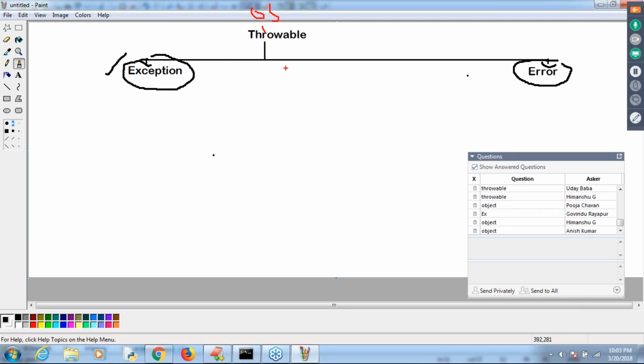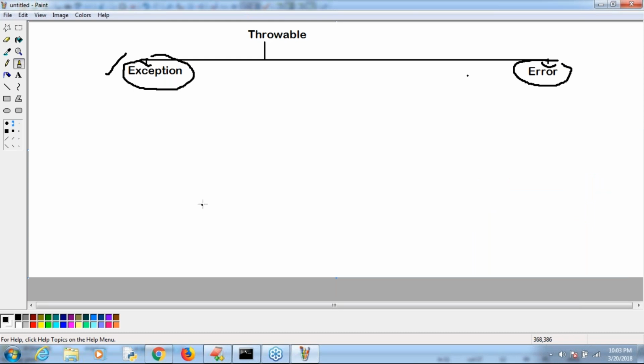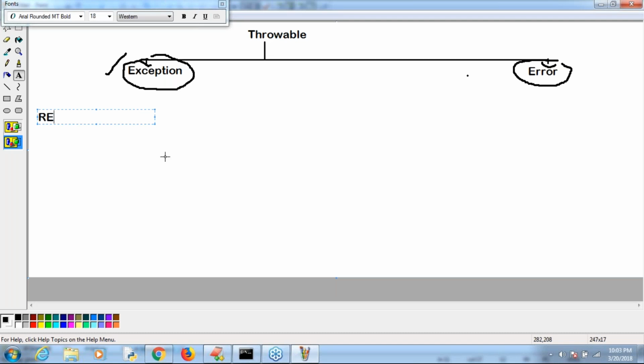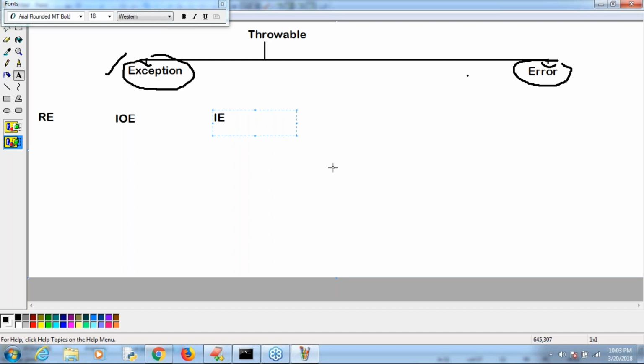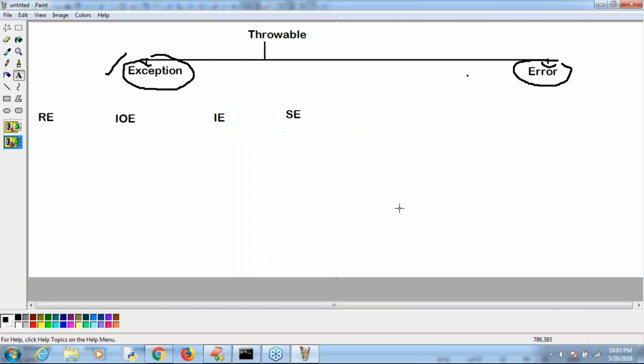Now my next point: under Exception there are several child classes. Do you know RuntimeException? Observe a bit carefully. RuntimeException, and after that IOException, InterruptedException, then SQLException, ServletException, like that there are several things. Under RuntimeException, again there are several child classes.